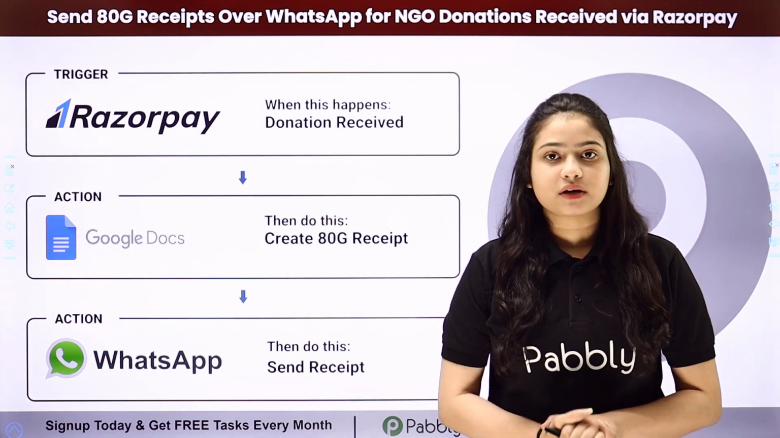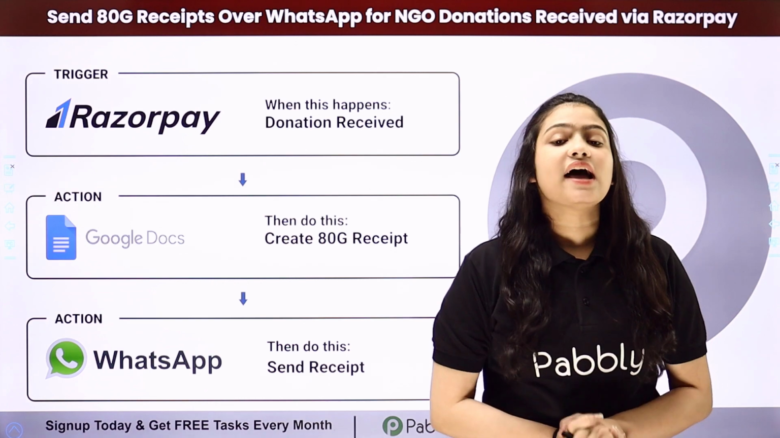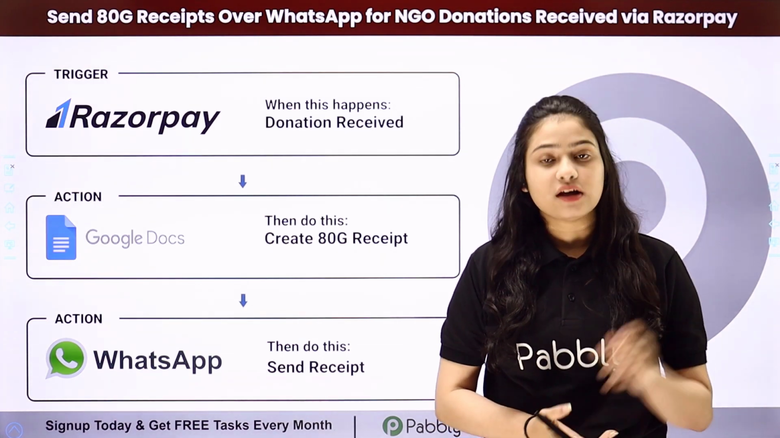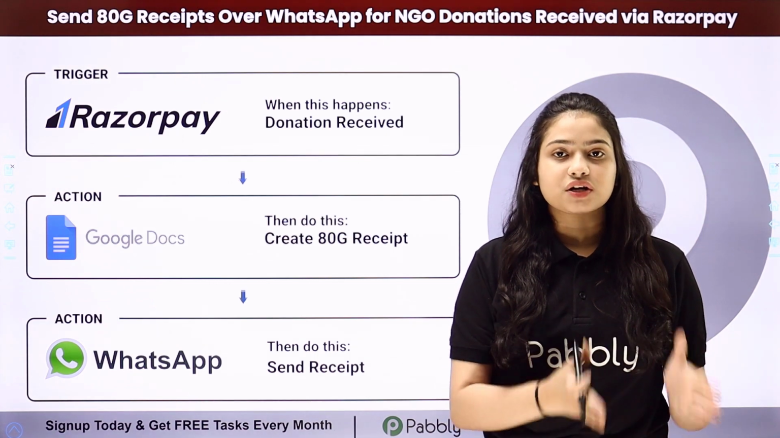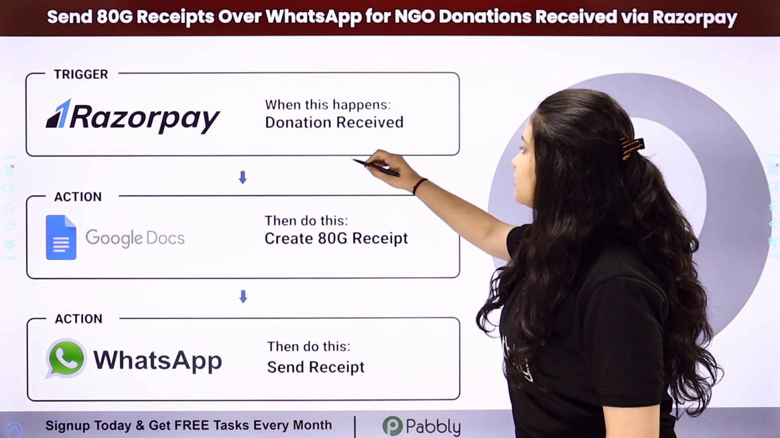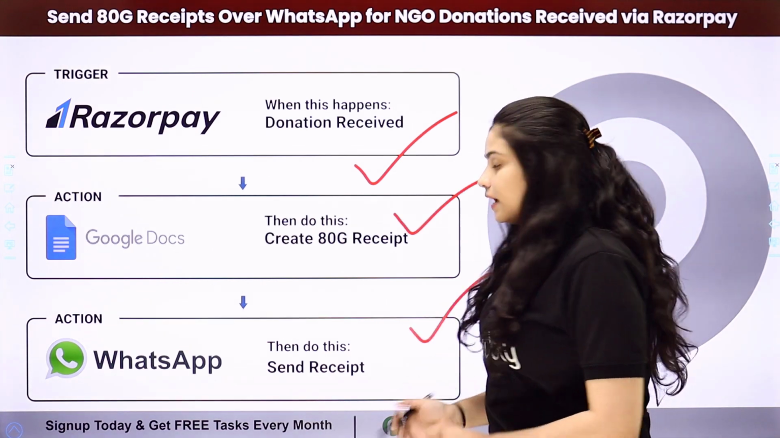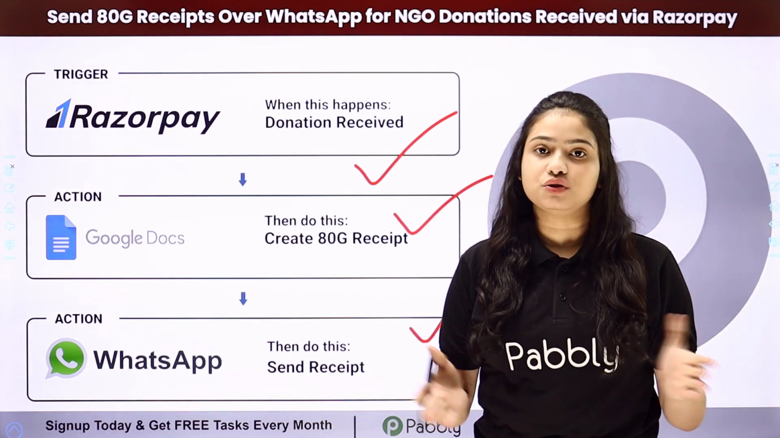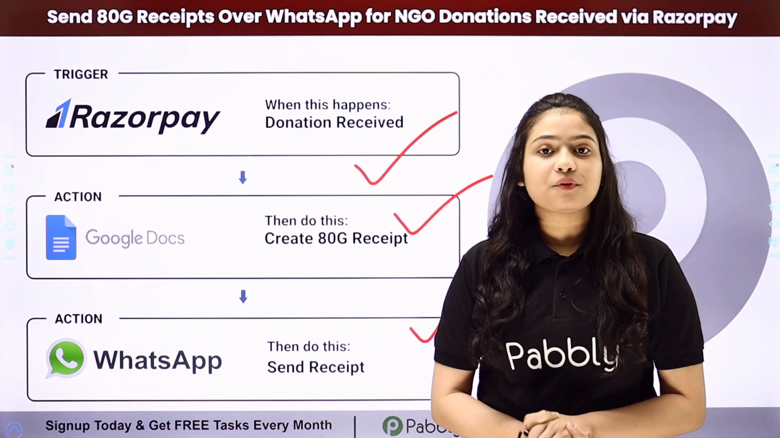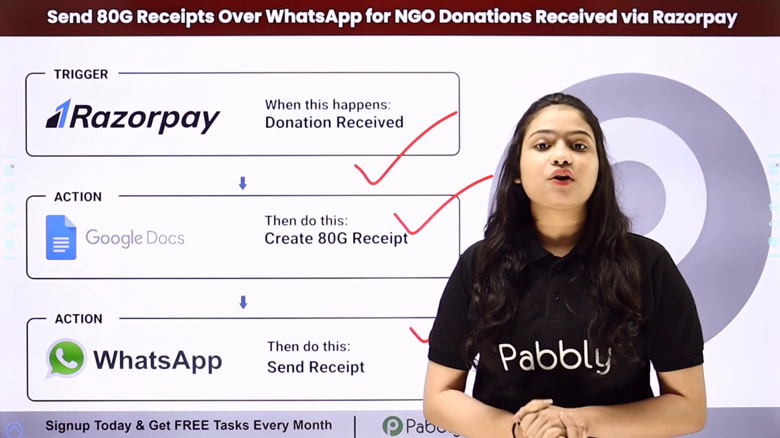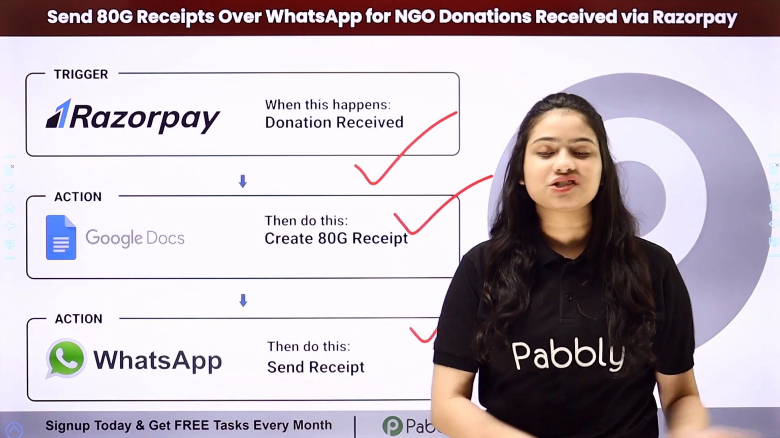For this, we will have to set up a connection between all these applications, and we are going to do that without any coding or programming skills with the help of Pabbly Connect. Pabbly Connect works on two principles, trigger and action. In the trigger we are going to take Razorpay, and in the action we are going to take Google Docs and WhatsApp Cloud API, through which I want to send a WhatsApp message to all the donors. And we are going to automate this entire process with the help of Pabbly Connect without any coding or programming skills. To learn the entire automation step by step, let me take you to my screen.